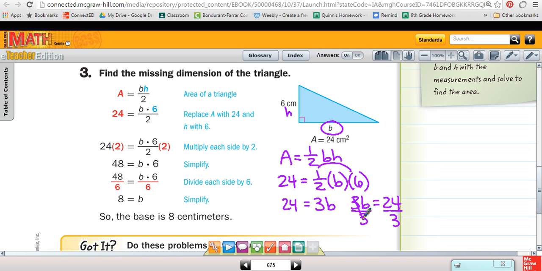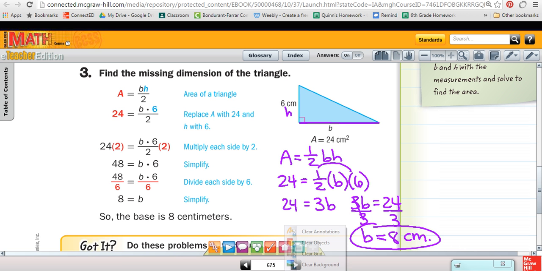Those will cancel, leaving me with just 1b, which is just b. So b is going to equal 8 centimeters, if I look back up there. Not centimeters squared, because remember that b is the length of the base. So if I look up here at this problem, this is not going to be a square part because it's just the length of this side of my triangle, which is 8.